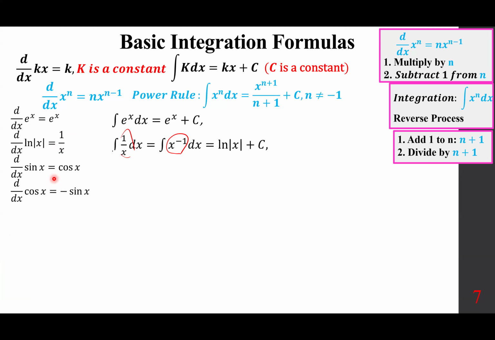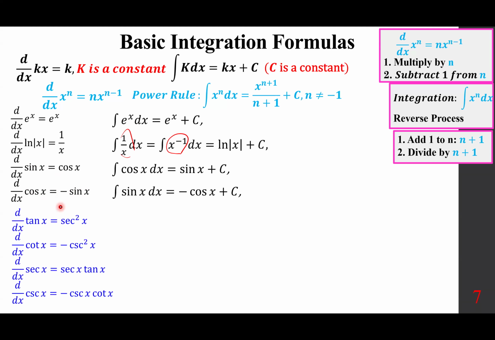If the derivative of sine is cosine, then the integral of cosine x dx must be sine x and a constant. If the derivative of cosine is negative sine, then the integral of negative sine dx must be positive cosine x. So what about the integral of sine x dx? Then it must be minus cosine x and a constant. Remember that. All you have to do is multiply both sides by negative. We also know the following. If the derivative of tangent is secant squared, then the integral of secant squared dx must be tan x and a constant.